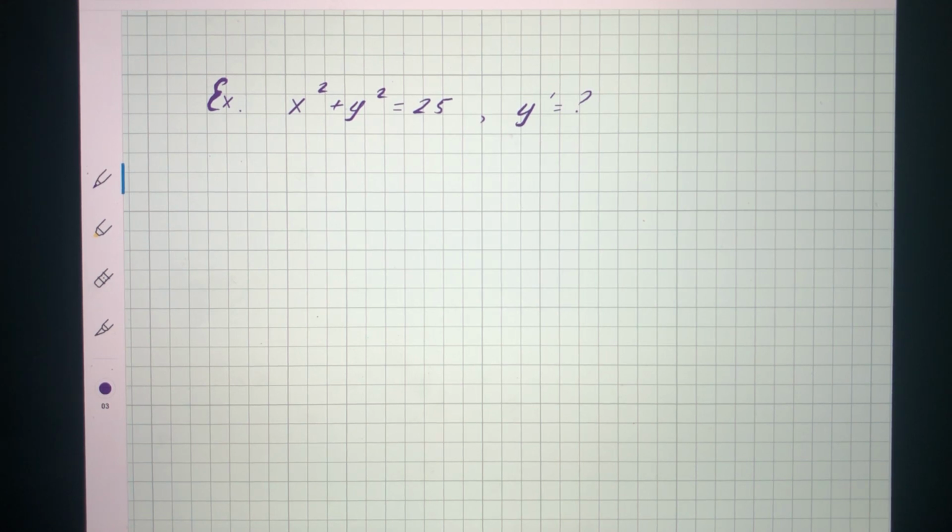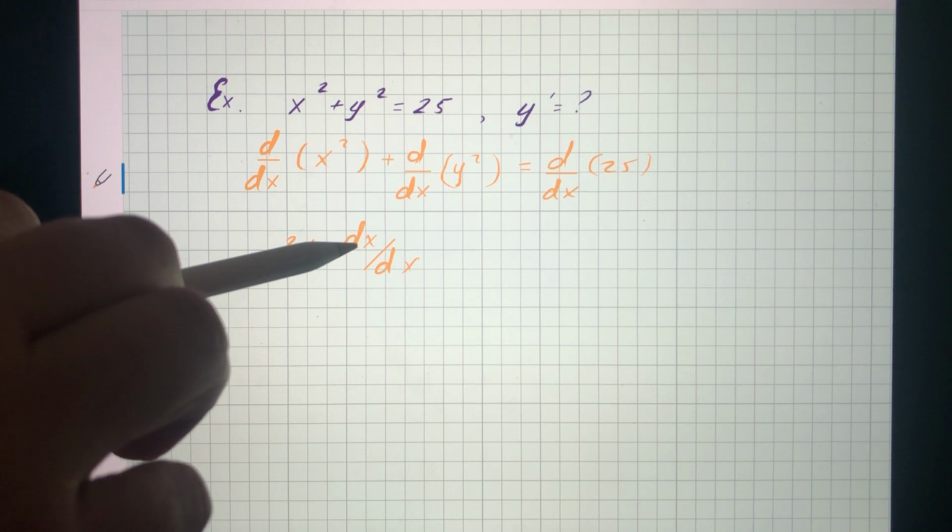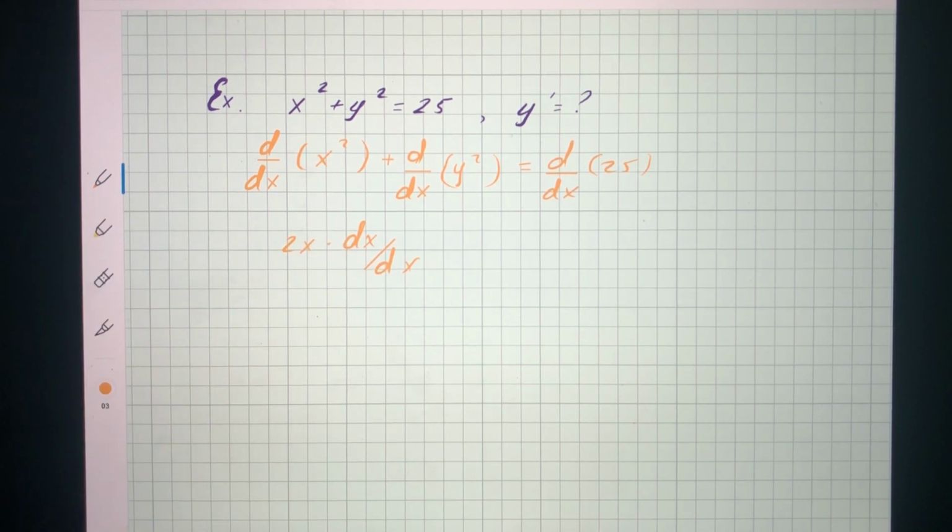So in Leibniz notation, we apply the differential operator to both sides. So d/dx to the x squared, plus apply d/dx to the y squared, and then apply the same operator to the 25. Now, the derivative of x squared is 2x times dx/dx, because the derivative of the inside function is x, so the derivative of x with respect to x, plus the y squared, the derivative of y squared is 2y times dy/dx, the derivative of y with respect to x.